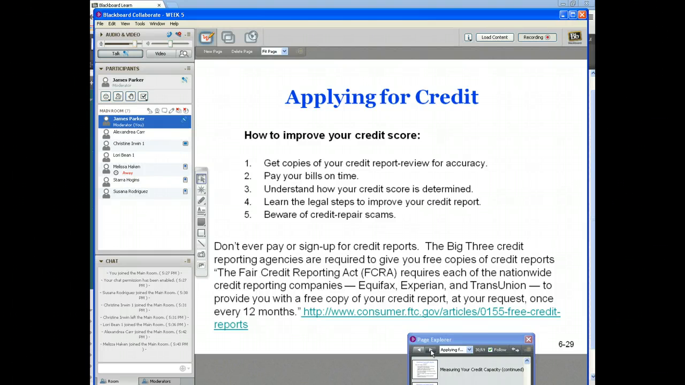So, how to improve your credit score? Okay, so this is what I've said. This paragraph down here at the bottom that I added, that website is current, and so the Fair Credit Reporting Act says they need to give you a free copy of your credit report at your request once every 12 months.